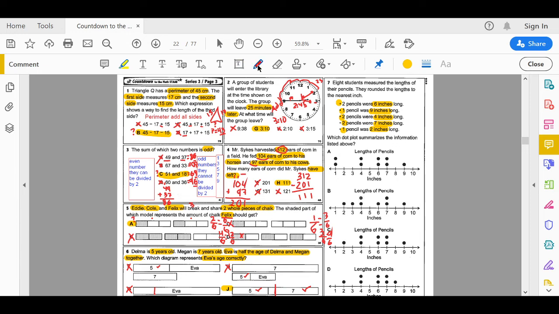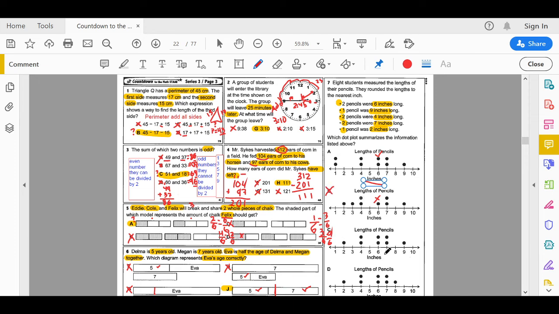So let's start checking. Remember that when we check dot plots, when one of them doesn't have the right information, we can automatically eliminate the option right there. So we start. 2 pencils were 6 inches long. This is the number of inches right here. So we need 2 pencils at the number 6. This one is not correct. So I'm going to eliminate letter B as of right now.